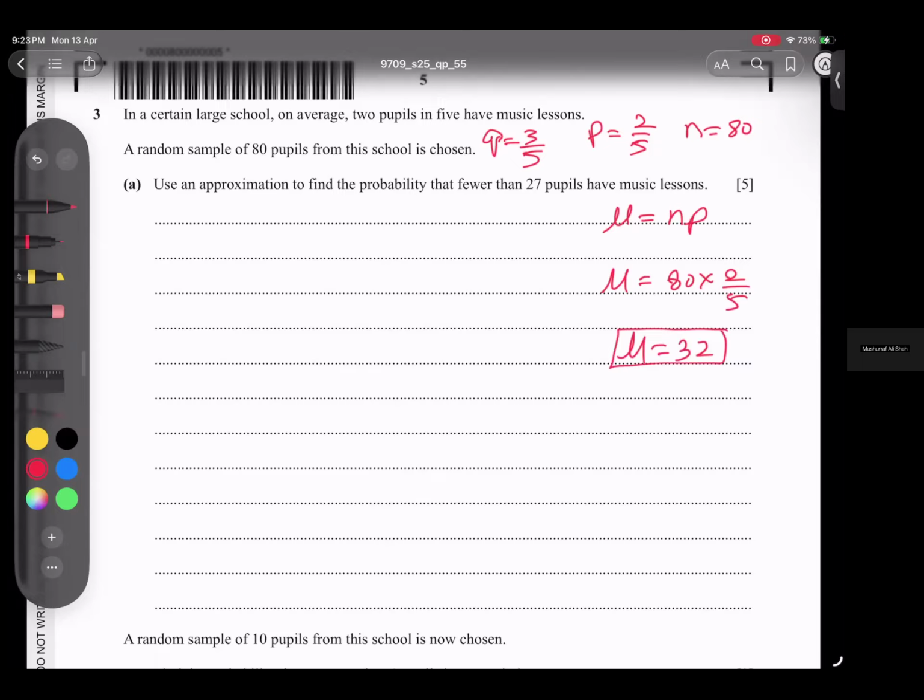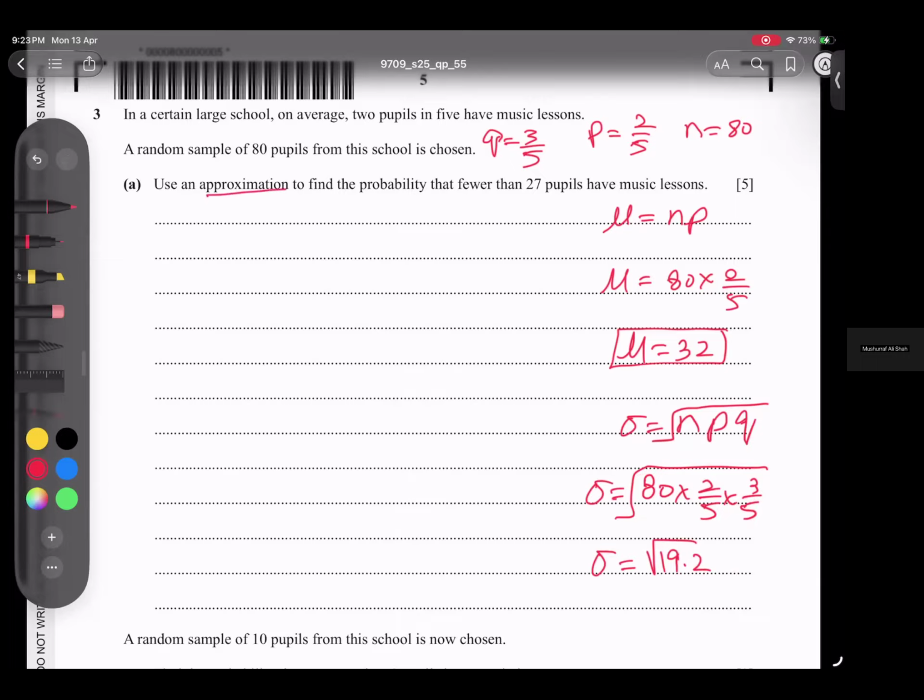And what is the deviation formula? Root of npq. So we are finding this as well. N is 80, p is 2 by 5, and q is 3 over 5. And this turns out to be 19.2 inside the root. So for more accuracy, I'm just copying this 19.2 as it is.